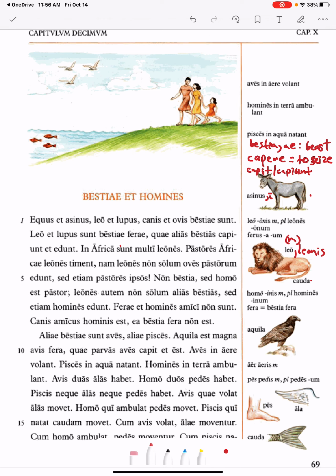Capit. So the leo et lupus are beasts that seize alias bestias. They seize alias bestias, and you know that alias means other, so they seize other beasts and eat them. This means that they are ferae bestiae. And ferae significat ferus, fera, ferum, significat wild or ferocious. Bene, wild or ferocious. In Africa sunt multi leones.